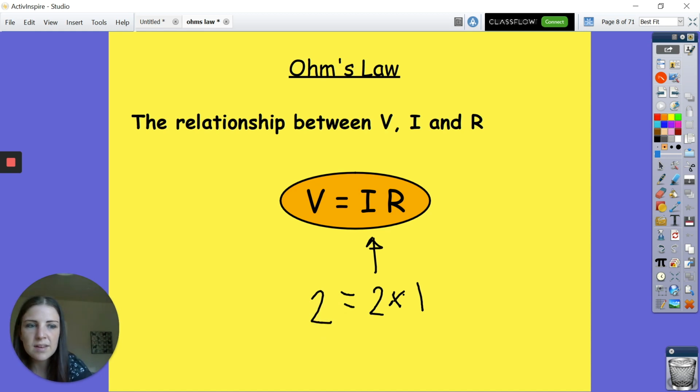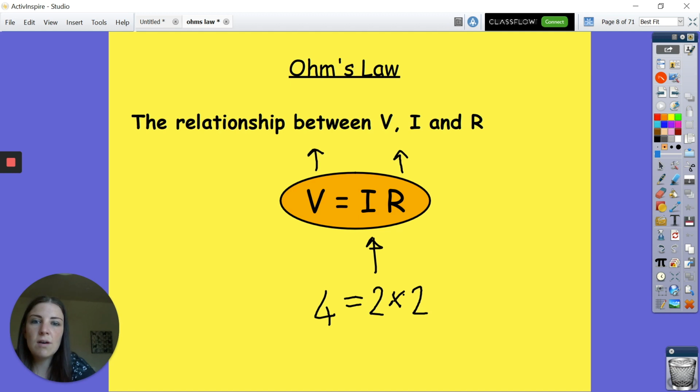2 is equal to 2 times 1. If we had a larger resistance, so we up that resistance to 2, then we would also need to increase the voltage to combat that increase in resistance. So as the resistance increases, the voltage has to increase at the same rate. Mathematically, you can see that both sides of the equation are still balanced because we've increased by the same amount.